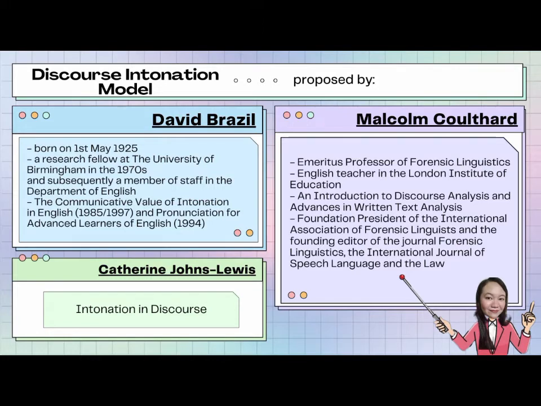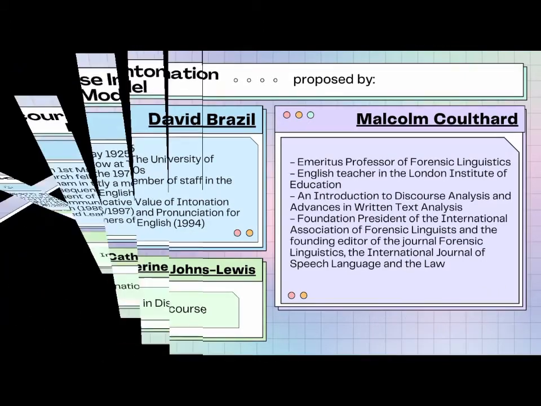Lastly, we have Catherine Johns Lewis. Not much information is provided for Lewis. She is just known for her best work, which is Intonation in Discourse.